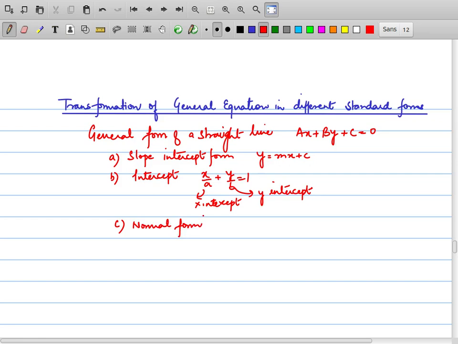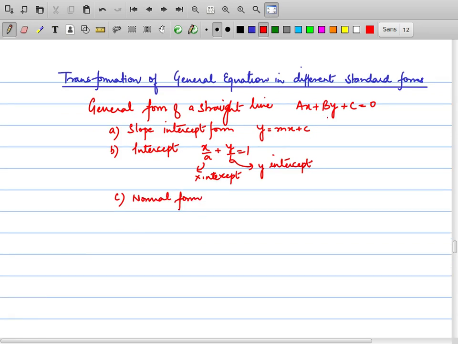So in this part, we will be given any general equation. We will not be given these standard forms, we will be given the equation in general form. And what we have to do is convert this general form into slope-intercept form, into intercept form, into normal form. In this part we will study the rules as to how we can convert our general equation into these forms. Okay. So the first form is slope-intercept form.